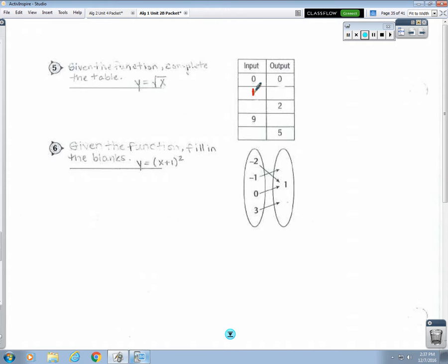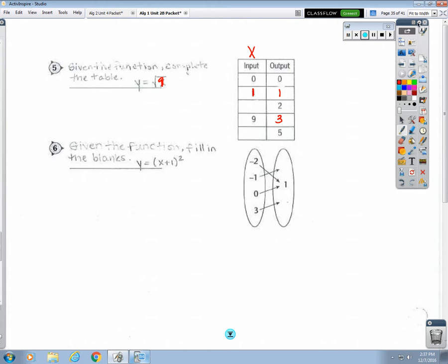This one is a what value? An x value. So can't you replace the x with a 1? And what is the square root of 1? 1. Okay, what's your next x value they gave you? 9. So what, you replace the x with a 9? And what's the square root of 9? 3.